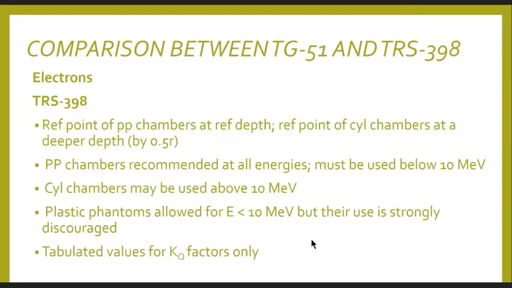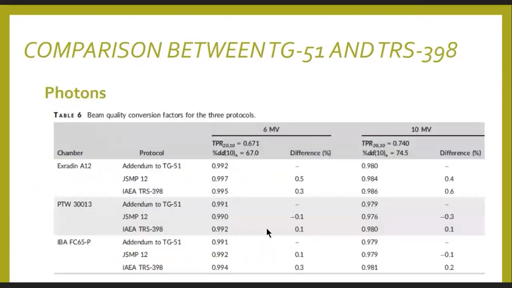And the last thing is they don't split the KQ factor into K_ecal and KR50 prime. They have only a tabulated value for KQ for electron beams, which can be obtained from the beam quality specifier R50, similar to TG51 as well. And here there's a paper. They made a comparison between these two protocols, and they found that the maximum difference you can get is 0.6%.